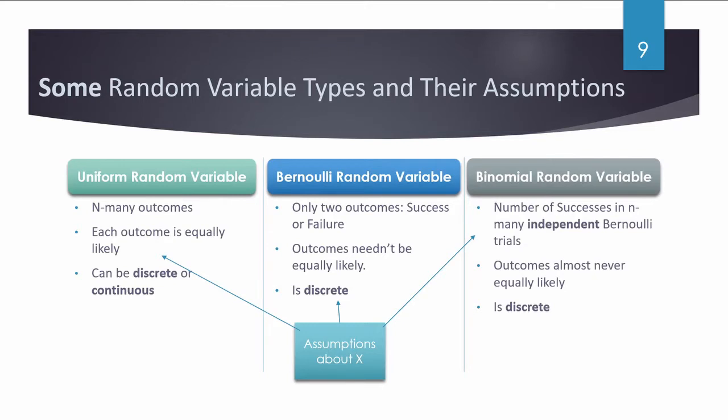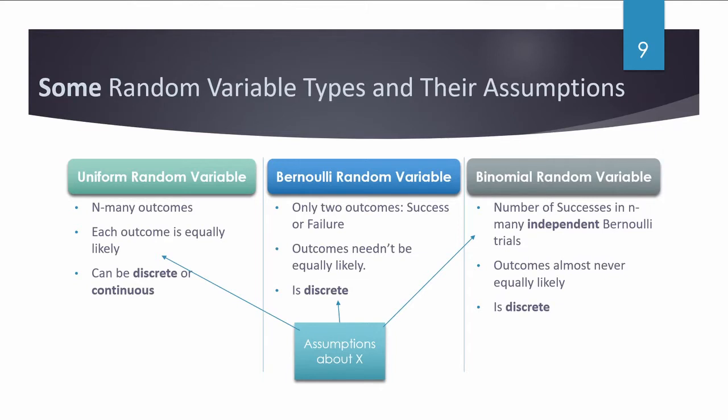The binomial random variable is related to the Bernoulli random variable in that it is the number of successes of n many independent Bernoulli trials. The outcomes are almost never equally likely, and it's also discrete. Now, the binomial random variable is a way of counting up the number of successes we might observe in a particular number of Bernoulli trials.